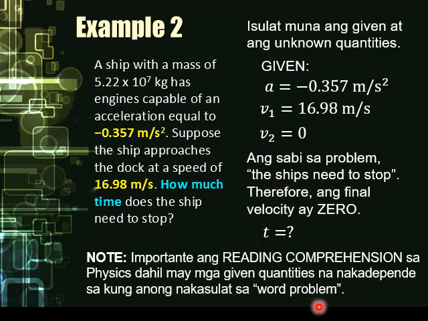Okay, so note, importante yung reading comprehension sa physics kasi may mga quantities na nakadepende sa kung anong nakasulat sa word problem. So, katulad kanina, di ba? Yung from rest, ibig sabihin, initial velocity is 0. Dito naman, kapag sinabi na the object will stop, okay, ibig sabihin, ang final velocity naman niya ay equal to 0.